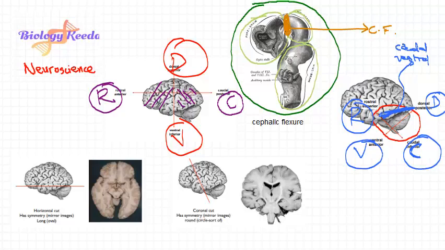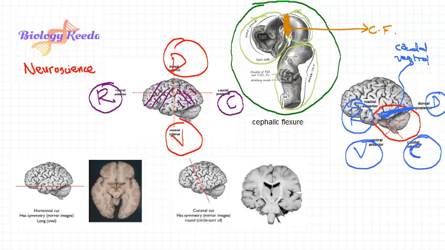Now let's move on to try to understand how the brain looks when we look at the cross sections of the brain. There are actually three different cross sections of the brain. We have the horizontal cut, the coronal part, and the sagittal part. I'll skip the sagittal part as of now because it is quite interesting, but quite complex. We'll come to that in our next lectures.